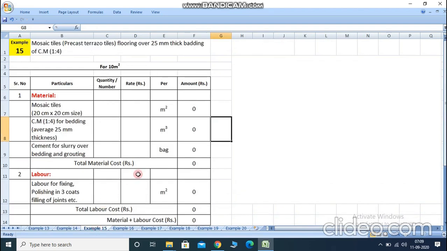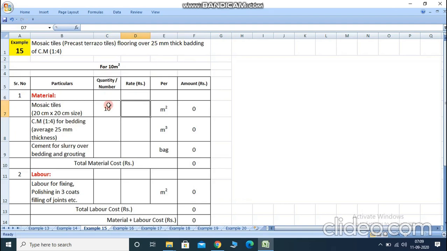Now we take another example, number 15. In this example: mosaic tiles, precast terrazzo tile flooring over 25 mm thick bedding of cement mortar of ratio 1:4. Now we calculate the mosaic tiles. Here the mosaic tile size is given as 20 centimeter by 20 centimeter, and we require mosaic tiles for 10 square meters. So the quantity we write here is 10 square meters.